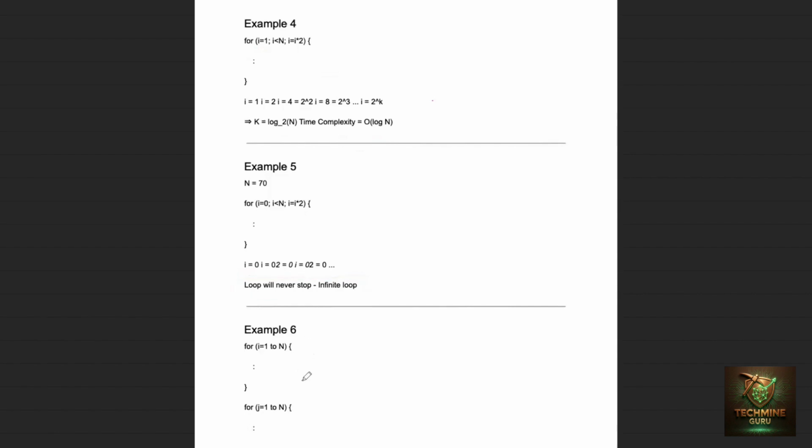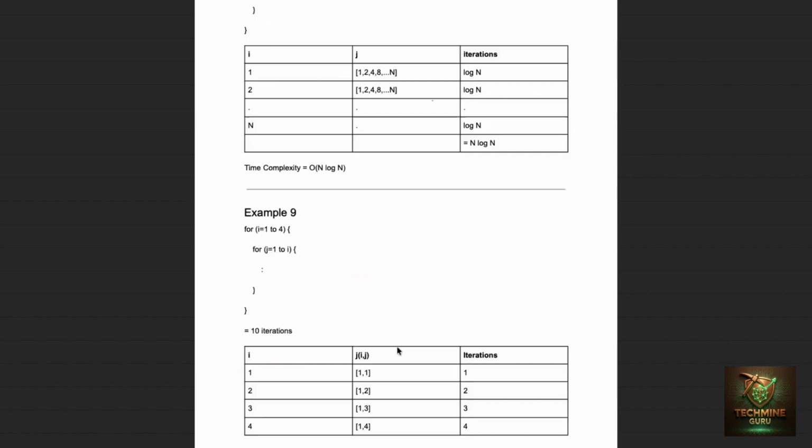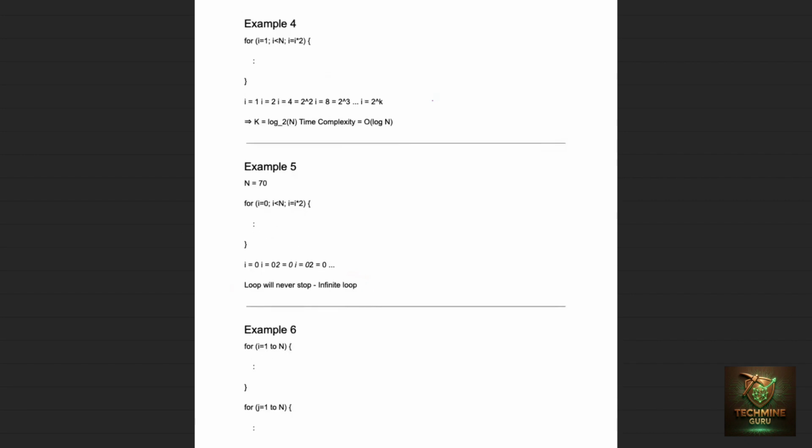Example 6. Suppose we have two loops, for i is equal to 1 to n, and a second one running from j equal to 1 to n. In this case, since both loops are running from 1 to n separately, here the number of iterations will be n, and here the number of iterations will be n, right?